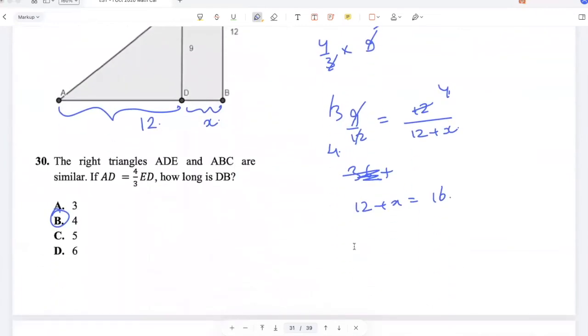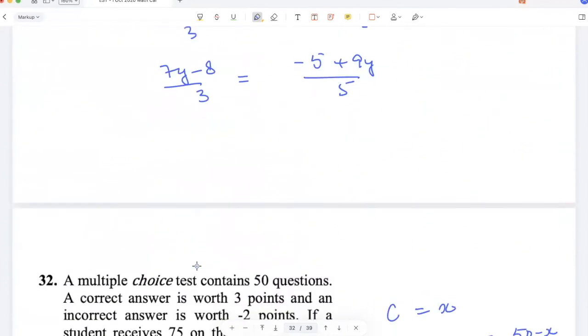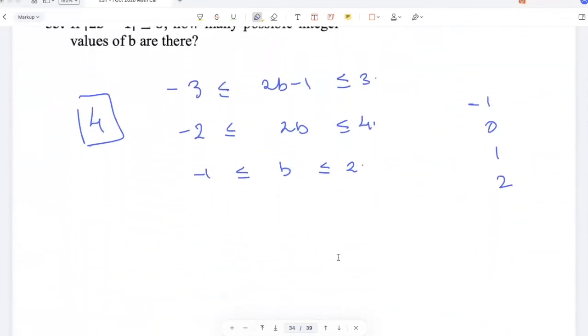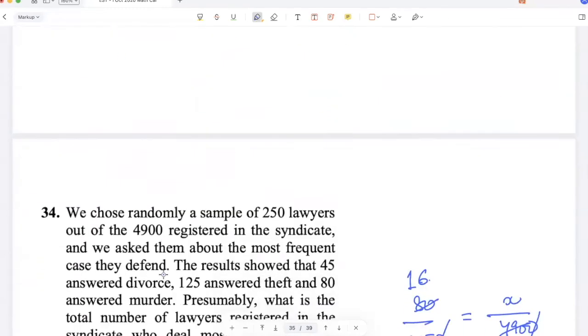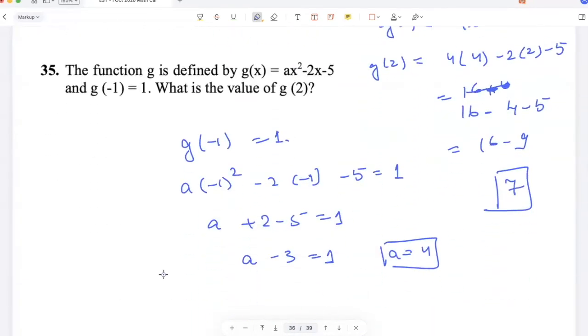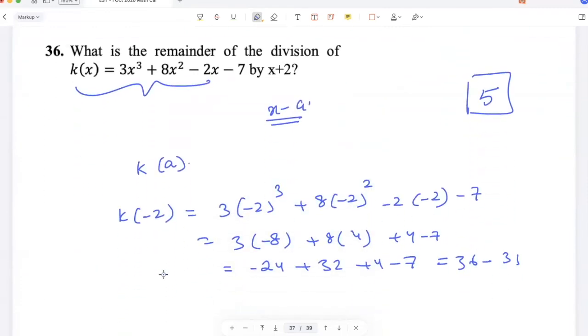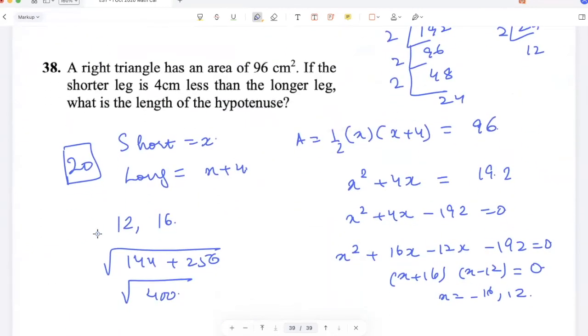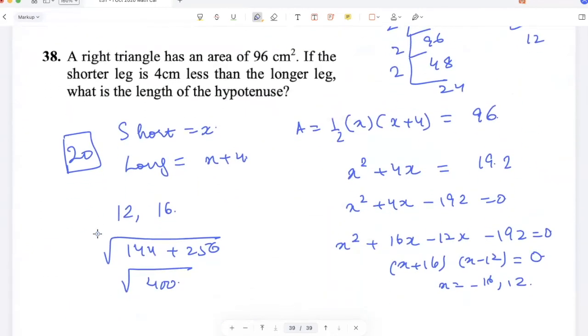Okay. 31, 25 by 8, 35, 4. 156875. 4 and 20. Okay, great. So we got all correct.